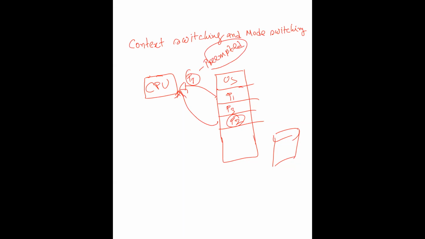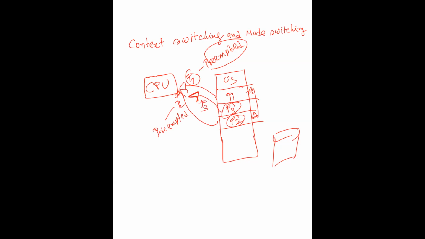You can see that you just switch from one user process to another user process. Let's say P3 comes again and its priority is higher than the current process P2. Then P2 will be preempted, and the operating system will switch to process P3.